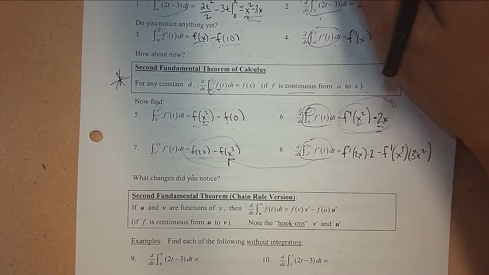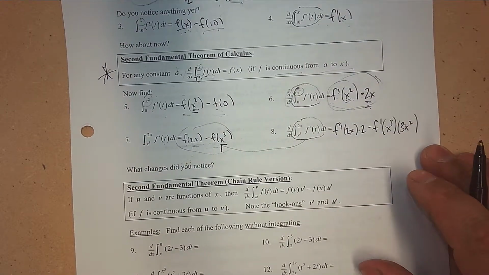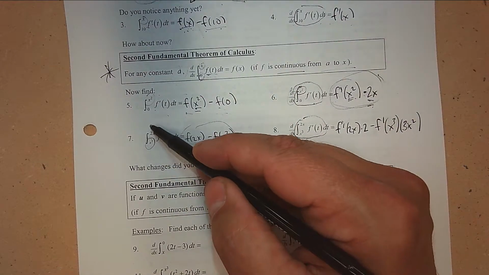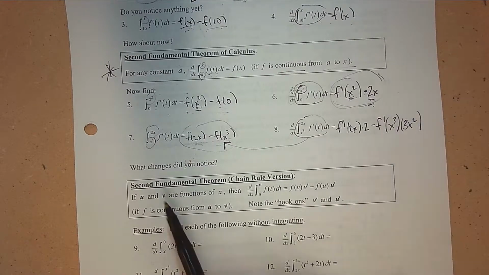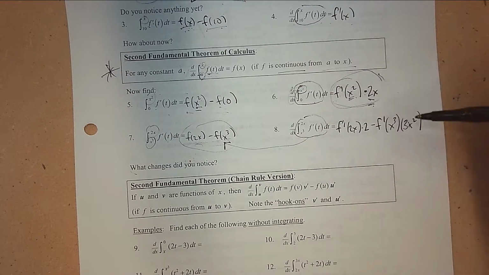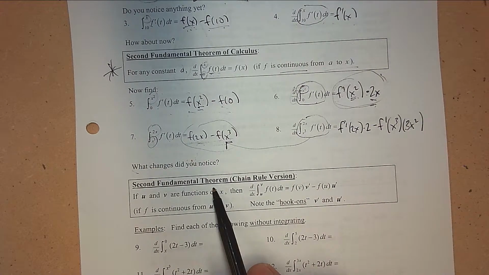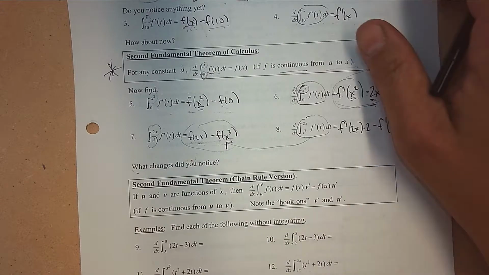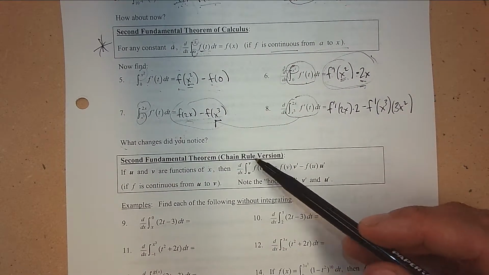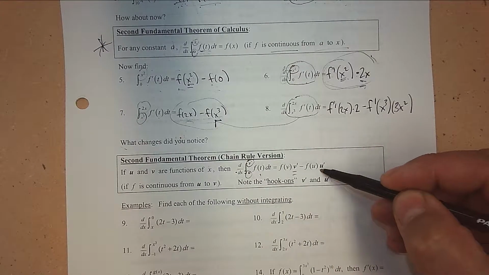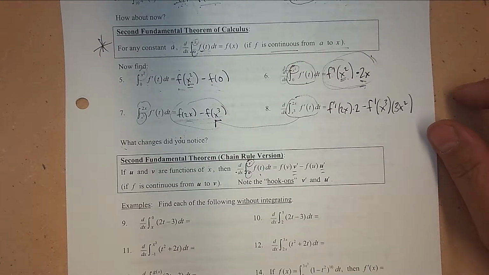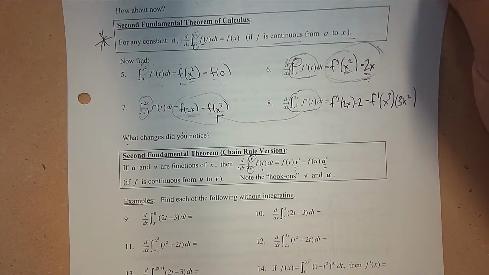So when we look at our bounds, if it's not just a constant to a variable, if it's more involved, see how these bounds are more involved? Those bounds create hooks when we take the derivative. So what changes did you notice? Hopefully you notice the bounds create those hooks. So the second fundamental theorem, including the chain rule version: I want you to notice that they still undo each other, but you have to remember that the bounds can create hooks that you have to include. So look at the bounds and take the derivative of the bounds and hook it on. If the derivative is 1, you don't have to worry about it. And if the derivative is 0, you don't have to worry about it.